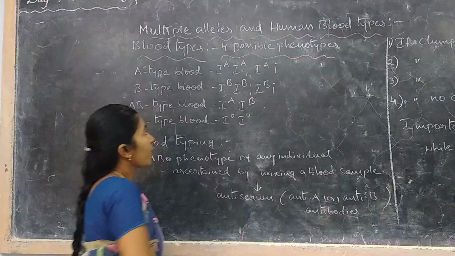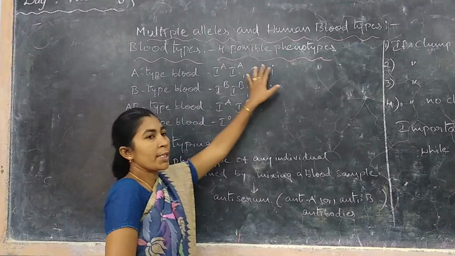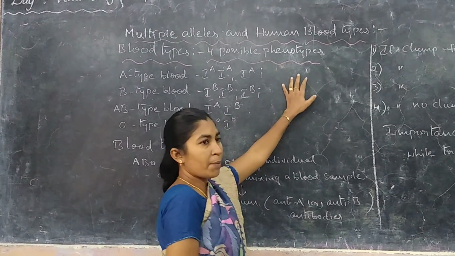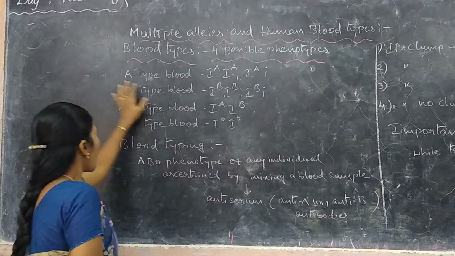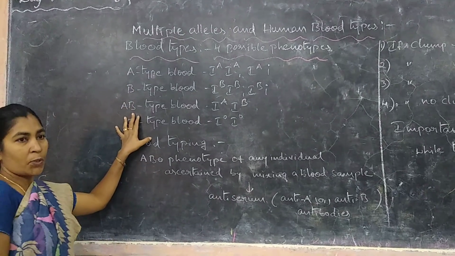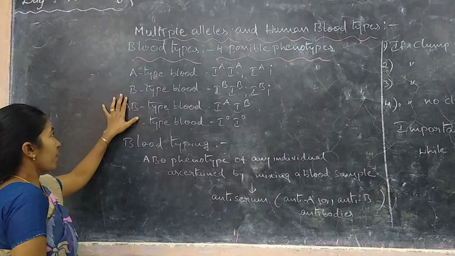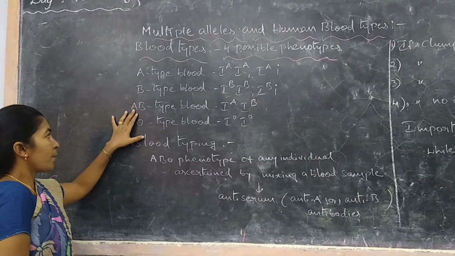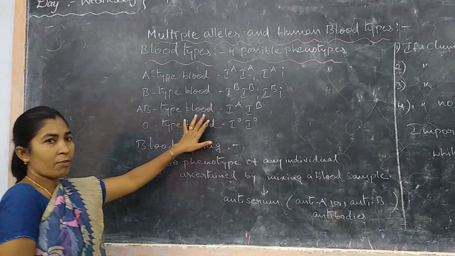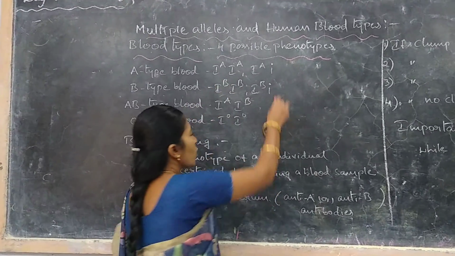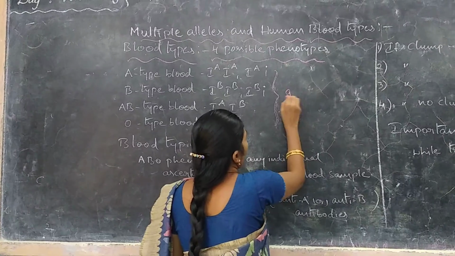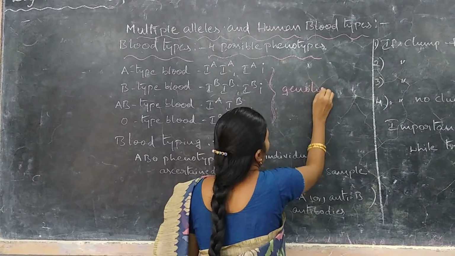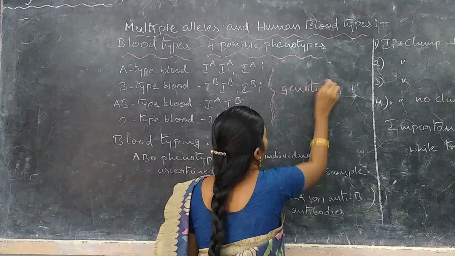We know that four types of blood group phenotypes are present. These four types are A type of blood, B type of blood, AB type of blood and O type of blood. Then these are the genotypes of those phenotypes of blood.